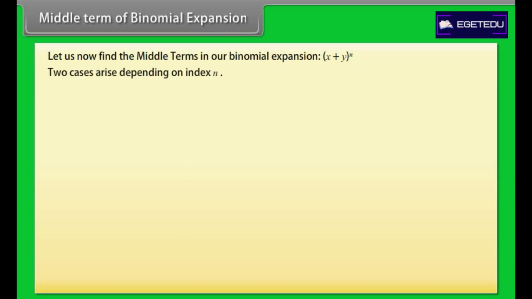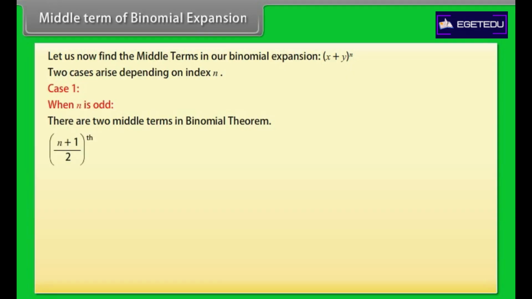Middle term of binomial expansion. Let us now find the middle terms in the binomial expansion (x + y) raised to power n. Two cases arise depending on index n. Case 1: when n is odd. There are two middle terms in the binomial theorem: the (n+1)/2 th term and the ((n+1)/2 + 1)th term.